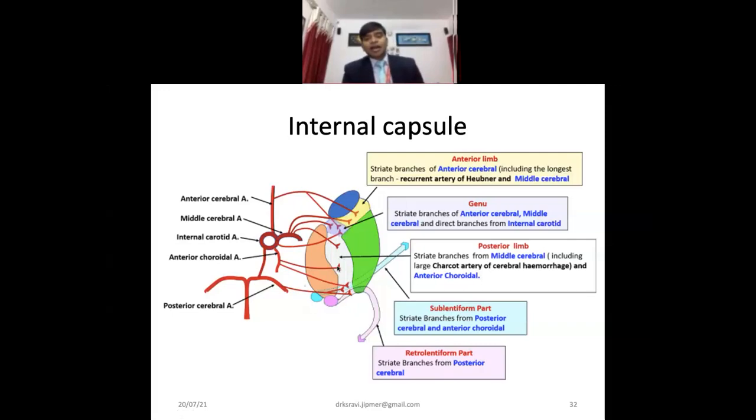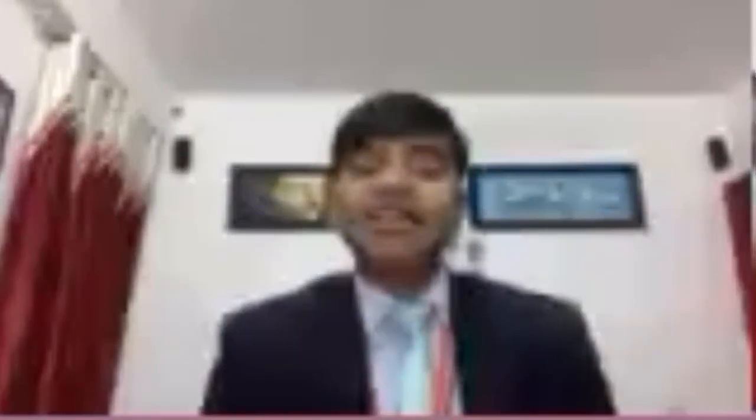Then coming to the sublentiform part, if you can appreciate over here, this light green color structure, this is the sublentiform part. So this sublentiform part will receive the straight branches from the posterior cerebral artery. You can appreciate over here, this is the basilar artery, and these two are the posterior cerebral arteries. From the posterior cerebral artery, there is a straight branch, and apart from that, there is a branch which also comes from the anterior choroidal artery. You can appreciate the anterior choroidal artery, and it supplies the sublentiform part of the internal capsule.